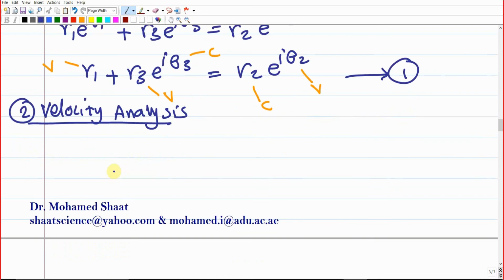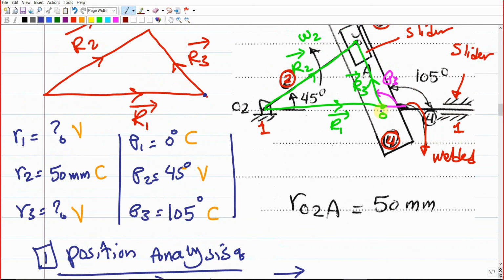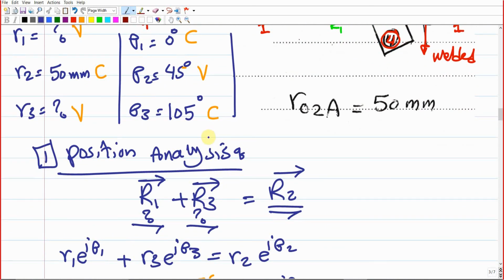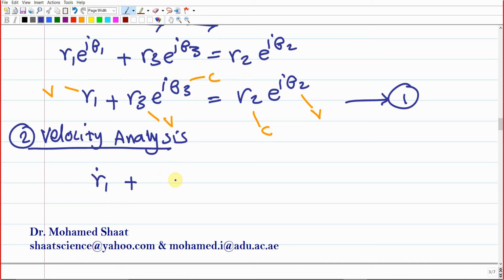So if we did the derivative with respect to the time, this is gonna give us R1 dot, and that's it, plus R3 is variable, but theta 3 is constant. So this term, there is no derivative to this term. Why? Theta 3 is constant. But if there was a joint here, theta 3 will be variable. So it will have a derivative here. But this one has no derivative because it is constant. So I'm just gonna have e^(i theta 3) just constant, and R3 will be R3 dot. Very simple. Make sense? Equals R2 is constant.